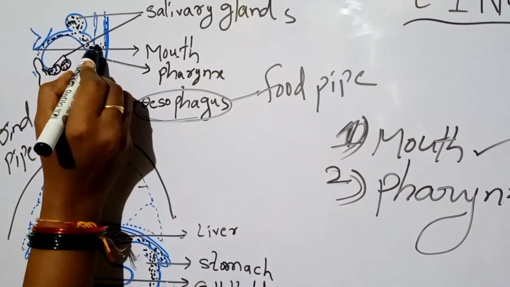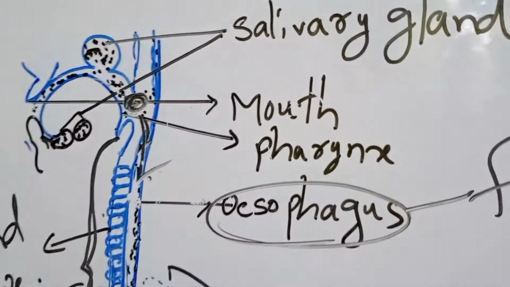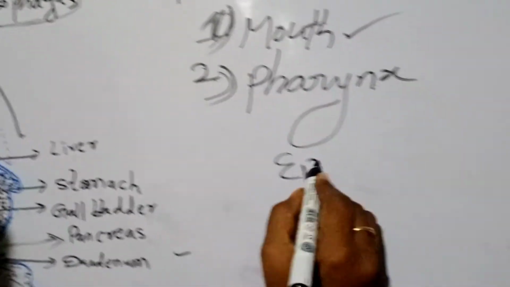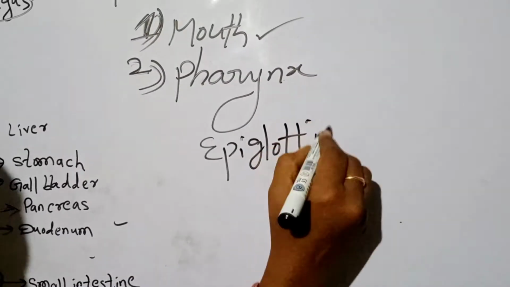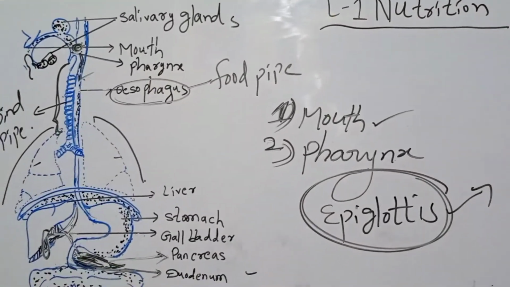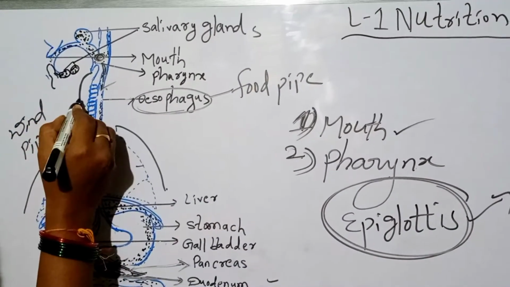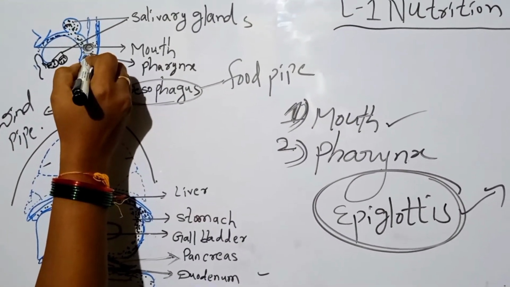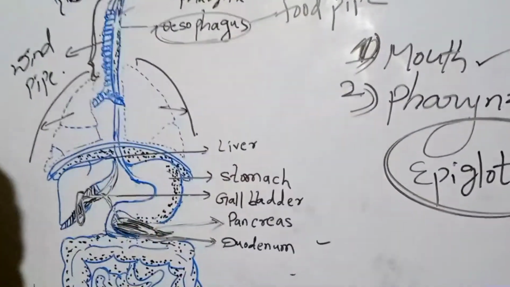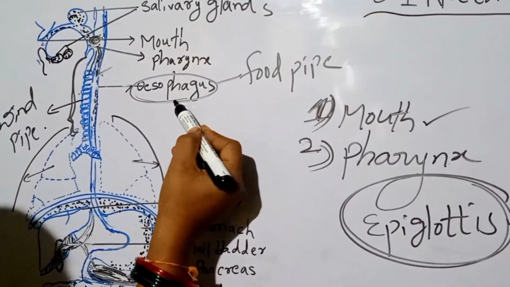So how do air and food separate? One part is there, that is the epiglottis. Important. This prevents the entry of food into the windpipe. Only air enters through the windpipe into the lungs. This we will learn in the respiratory system. So food goes from mouth to pharynx and pharynx to esophagus.